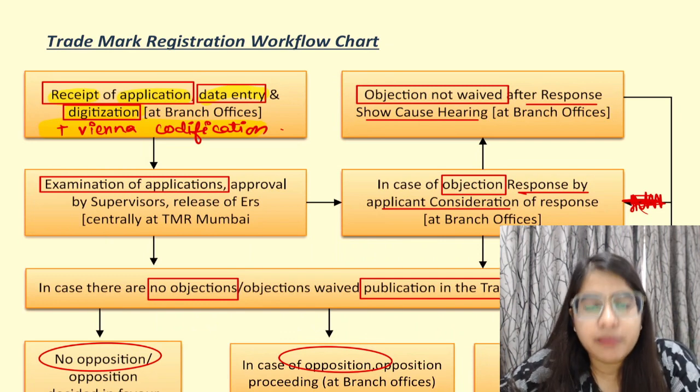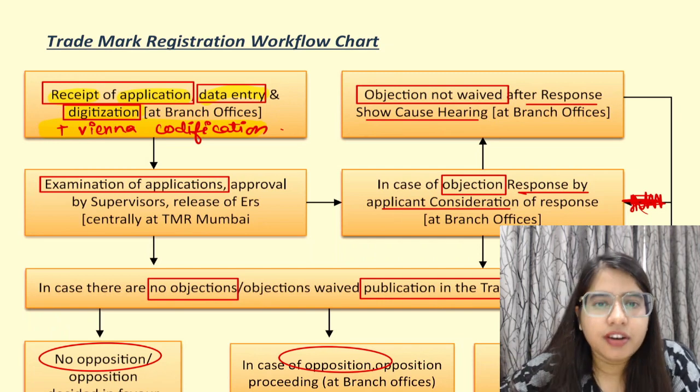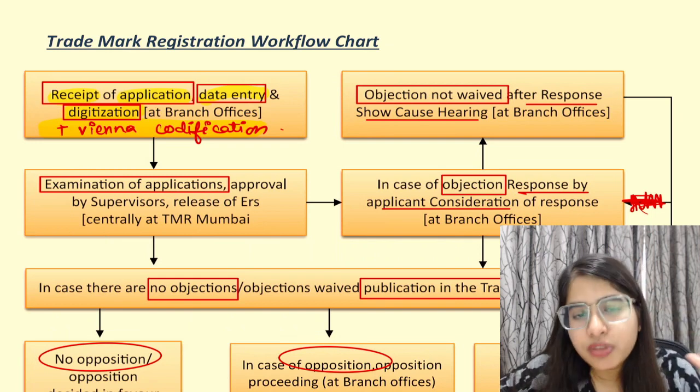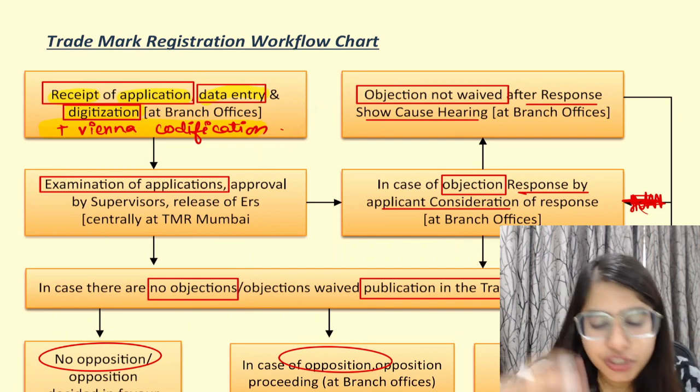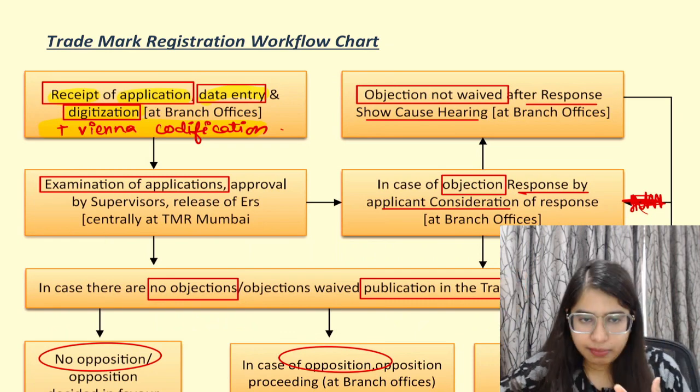If it is already taken by someone else, I cannot get Reliance as my trademark. Why? Because it is already taken by Ambani. Are you understanding? So you do the Vienna codification. Through Vienna codification, you just search whether any other brand has already registered a trademark with this name. Are we clear with this?